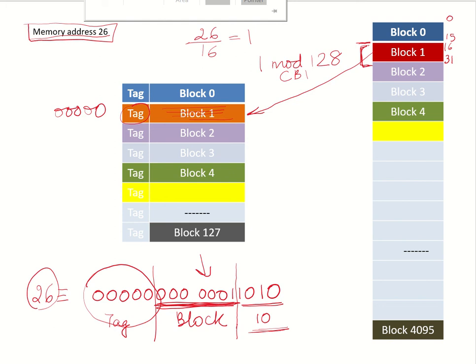When the processor next issues address 28, whatever is the binary for 28, the high order bits will still be the same. 28 would also map to block 1. So the processor will simply check the tag bits and figure out that this is already available in the cache, and so it will be a hit. So this is how direct mapping works.